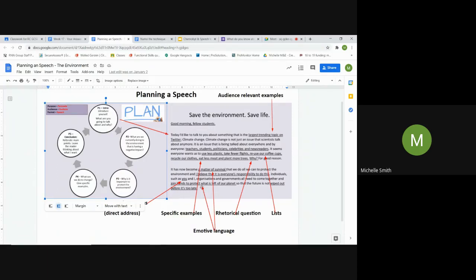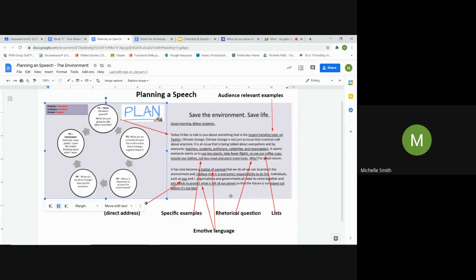Individuals such as you and I, organisations and governments, all need to come together and join hands to protect what is left of our planet so that the future is not wiped out before it's too late. Listen, I sound like a politician, don't I? It's all those rhetorical devices that I'm using. It's all those persuasive language devices.